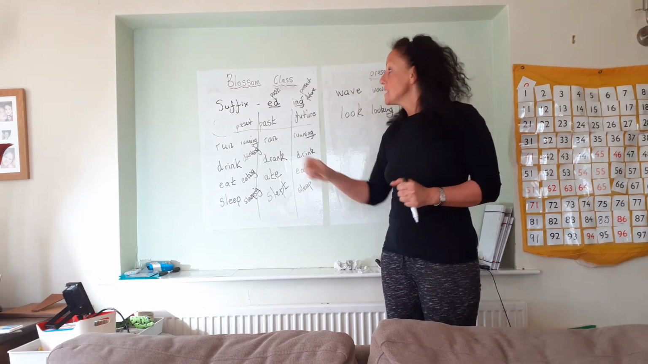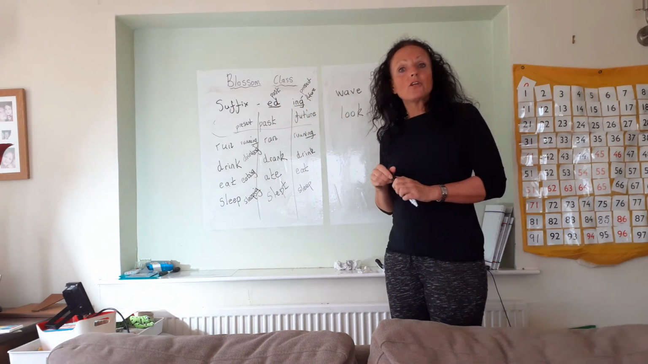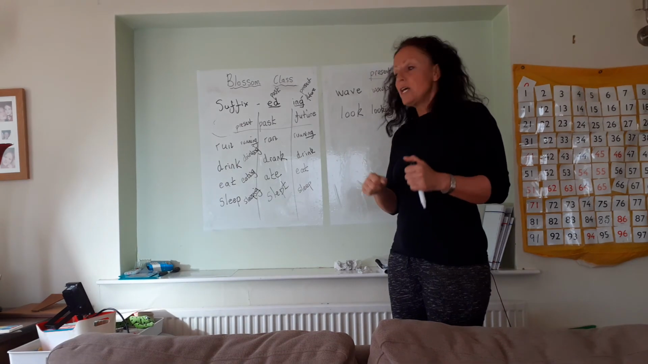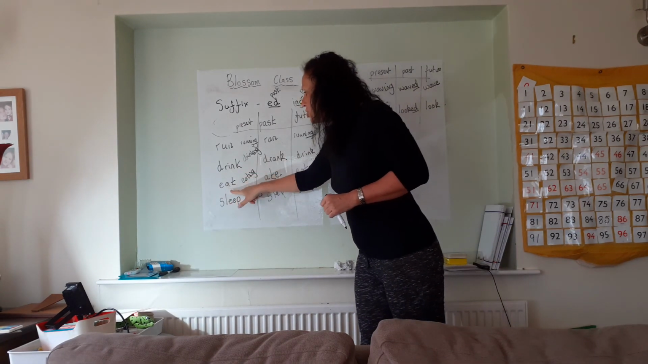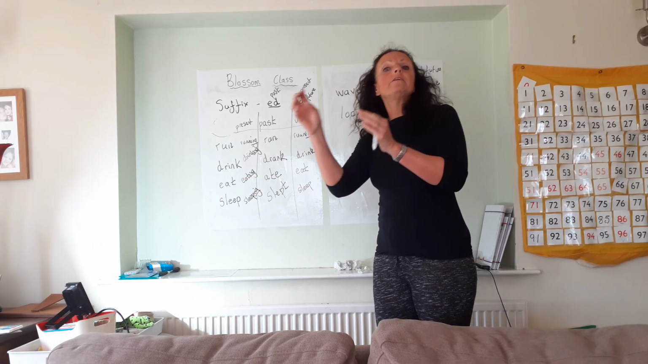That is the suffix ed for the past and the ing at the end that goes at the end of your root word. And your root word is just your verb. That's what we call the root word. And the suffix always goes at the end.